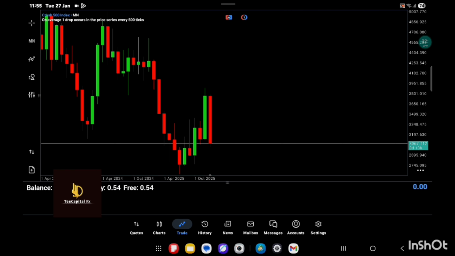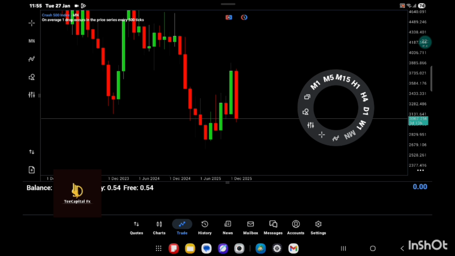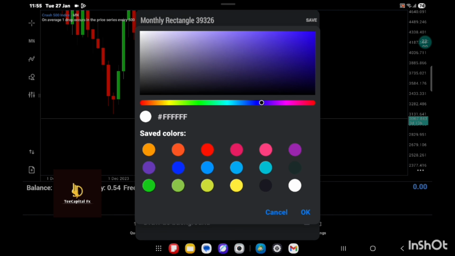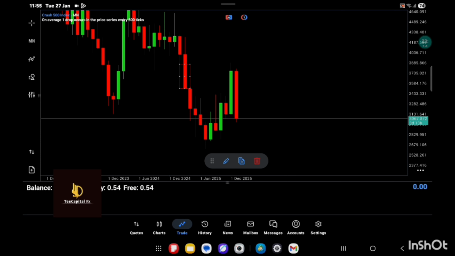Now let's make progress to another pair. Remember, I start my analysis from the monthly. This is Crash 500 at this point, and there is a fair value gap here. Price came into it and is respecting the fair value gap, giving us a bearish push. A bearish push, you can say that.